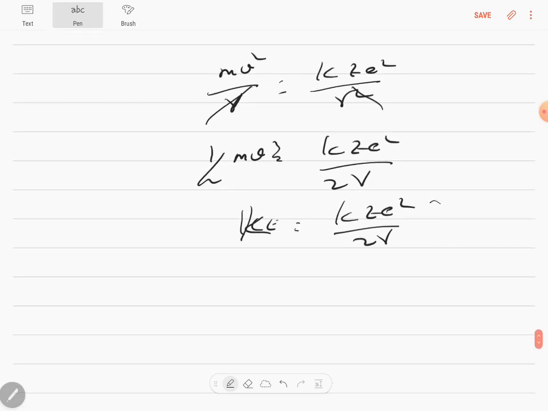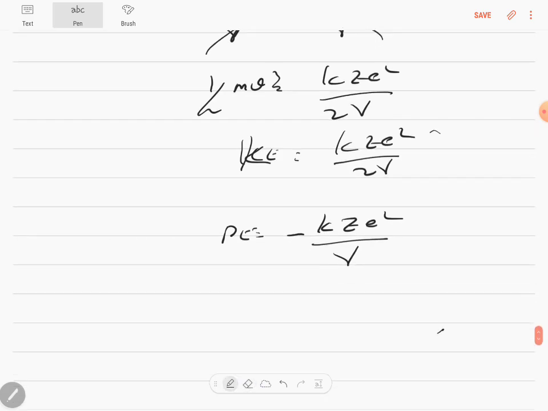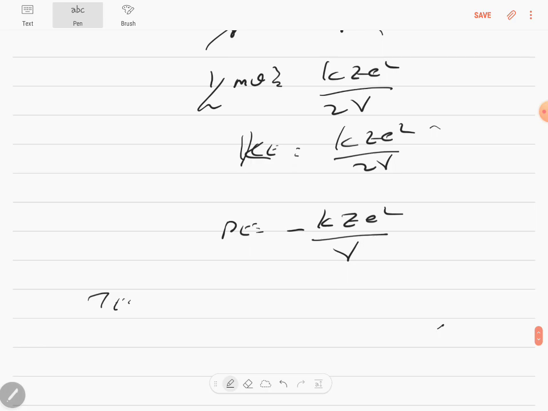Once you get the kinetic energy, you know the potential energy formula from the first lesson is minus k z e square by r. K q1 q2 by r will be negative, remember? So minus k z e square by r is the potential energy, which you already know. The total energy therefore, can you see from here to here there's a relationship?